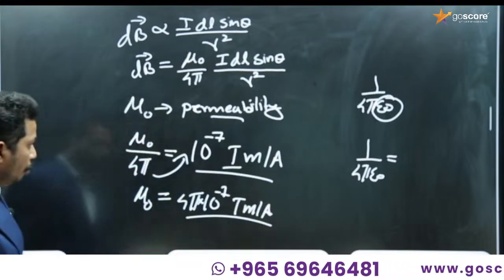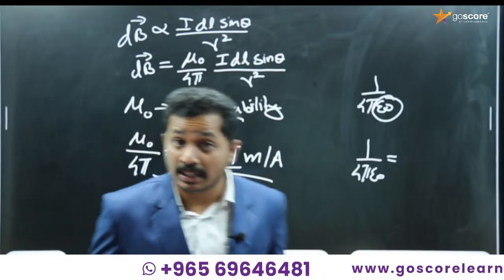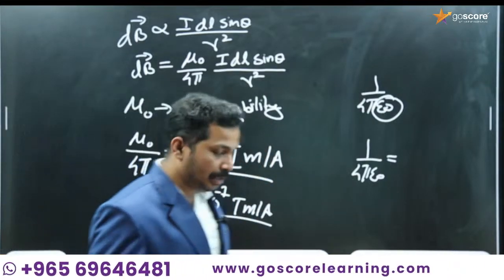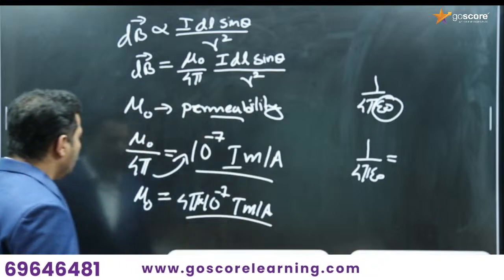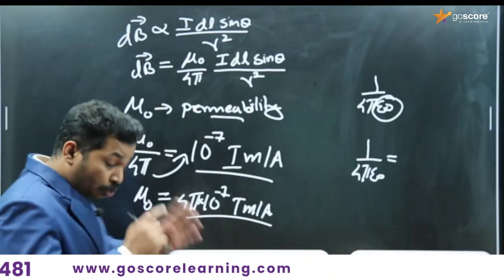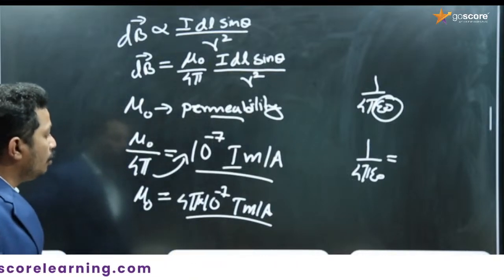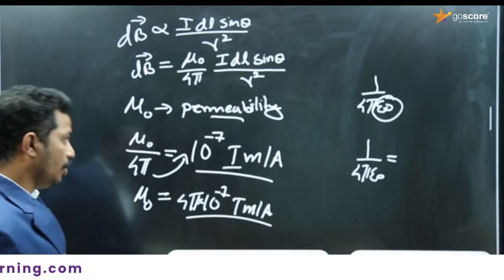Okay, so mu 0 by 4 pi is equal to 10 to the power minus 7 Tesla meter per ampere, or mu 0 is equal to 4 pi into 10 to the power minus 7 Tesla meter per ampere. You should remember this if you are going to solve some numericals. So mu 0 is equal to 4 pi into 10 to the power minus 7 Tesla meter per ampere. I hope this is clear.